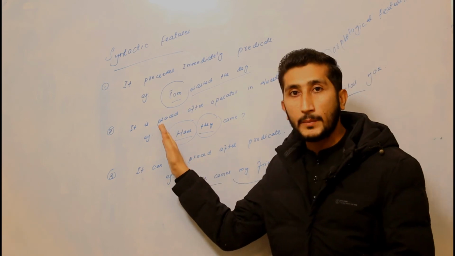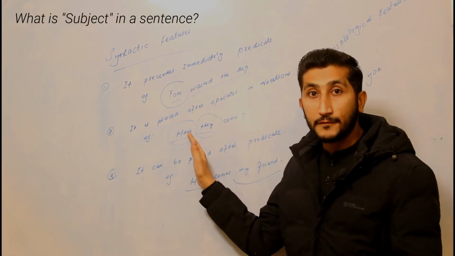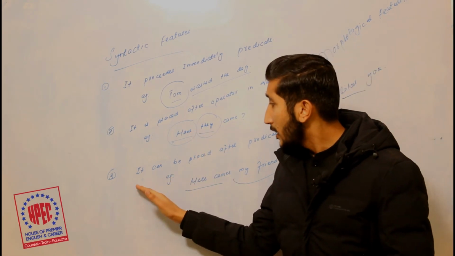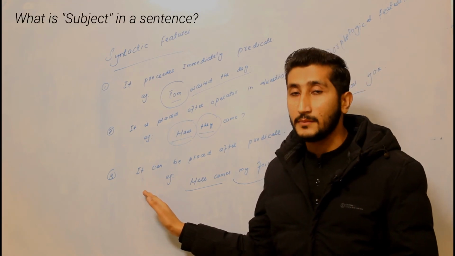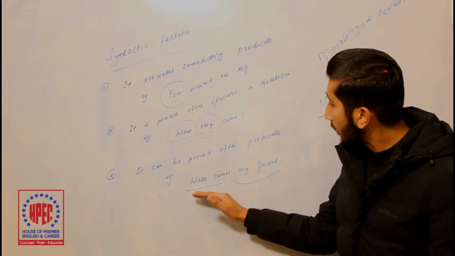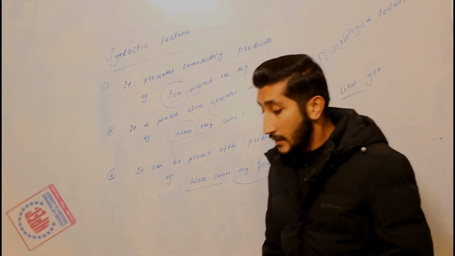Subject can also be placed after operator in questions. For example, have they come, have is the operator and they is the subject. Remember, subject can also come after predicate in some styles of sentences. For example, here comes my friend, here comes is predicate and my friend is subject.